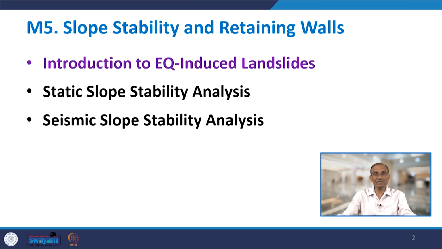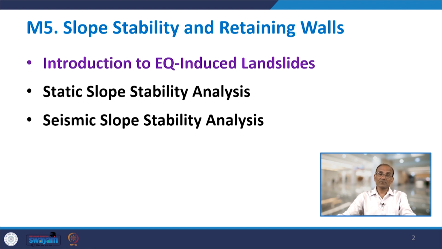What we are going to cover in this module, and this list is only related to slope stability, not to retaining walls. In slope stability we will have 3 chapters in this module 5. The first chapter is an introduction to earthquake induced landslides. A landslide occurs due to 2 reasons. One reason is rain or precipitation, and the second reason for the creation of earthquake landslides is shaking. That means due to this shaking, the landslides are triggered. So, we are going to talk about how landslides are triggered due to earthquakes.